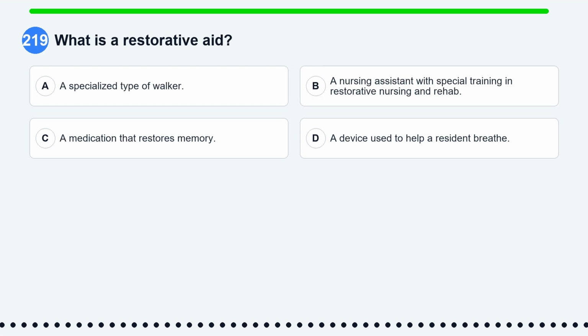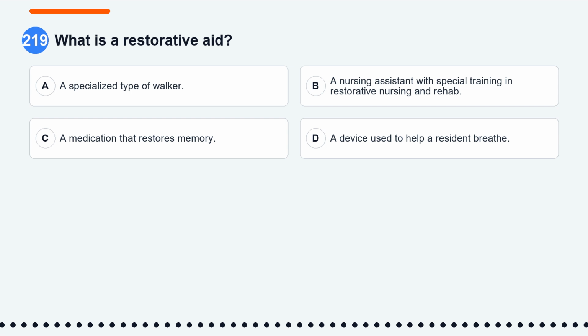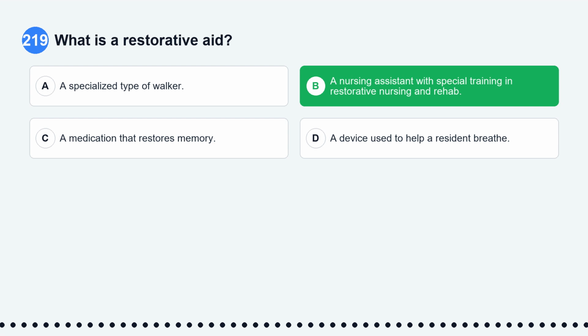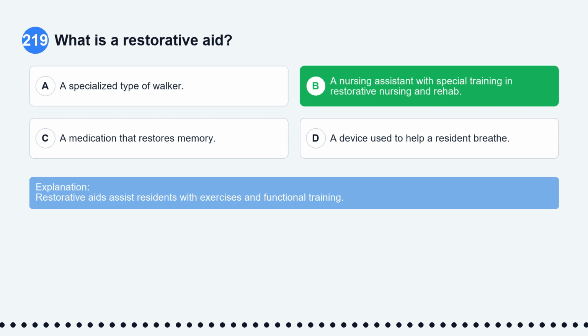Question 219. What is a restorative aid? Option A. A specialized type of walker. Option B. A nursing assistant with special training in restorative nursing and rehab. Option C. A medication that restores memory. Option D. A device used to help a resident breathe. The correct answer is option B. A nursing assistant with special training in restorative nursing and rehab. Restorative aids assist residents with exercises and functional training.